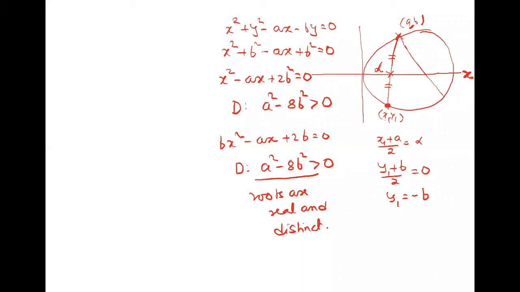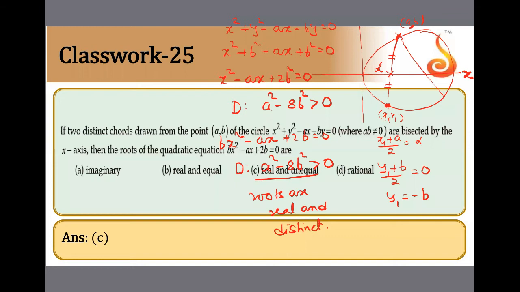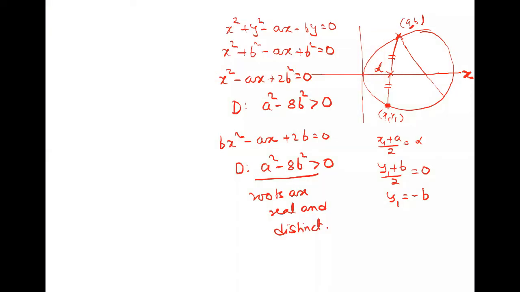Okay, I'll show the question once again. Two distinct chords are drawn from the point (a, b) to the circle, are bisected by the x-axis, then roots of this quadratic equation. So this is one chord bisected on the x-axis. It means y coordinate 0. So (b + y1)/2 = 0, y1 = -b. Put it in the circle because (x1, y1) lies on the circle.